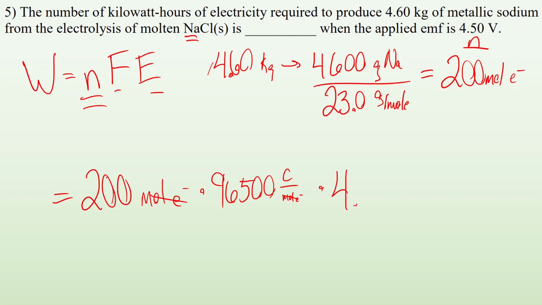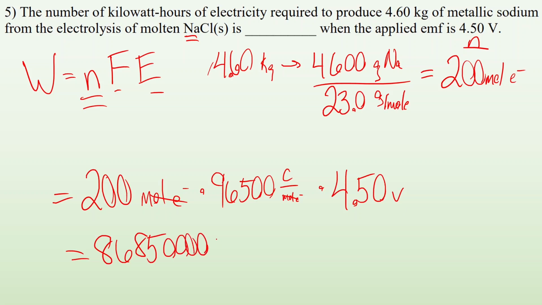times the voltage of 4.50 volts. And when I pick up my calculator, I get 86,850,000 joules. But they're talking about kilowatt hours.